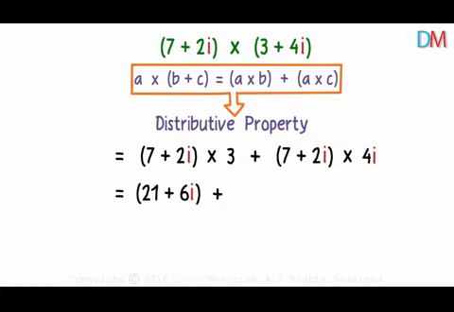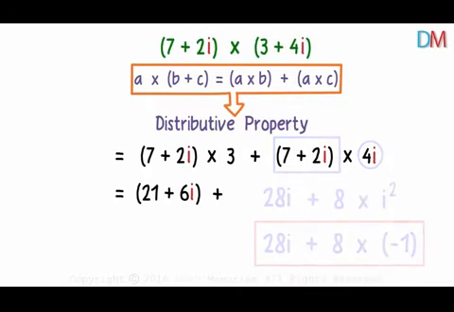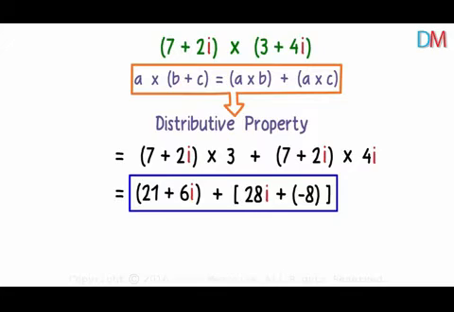The second part is still pending. How do we account for multiplication of 7 plus 2i with 4i? This added times 4i does not make sense. But we can still use the distribution property here. Multiplying 7 plus 2i with 4i, we get 28i plus 8 times i squared, which is nothing but 28i plus 8 multiplied by negative 1. This is nothing but 28i plus negative 8. This expression equals the product of these two complex numbers.